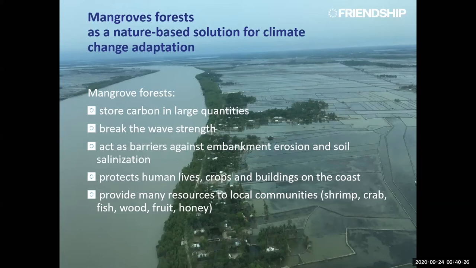It acts as a barrier against embankment erosion and soil salination. It protects human lives, crops, and buildings on the coast. And also, it creates alternate opportunities for livelihood, like shrimp, crab, fish, wood, fruits, honey.